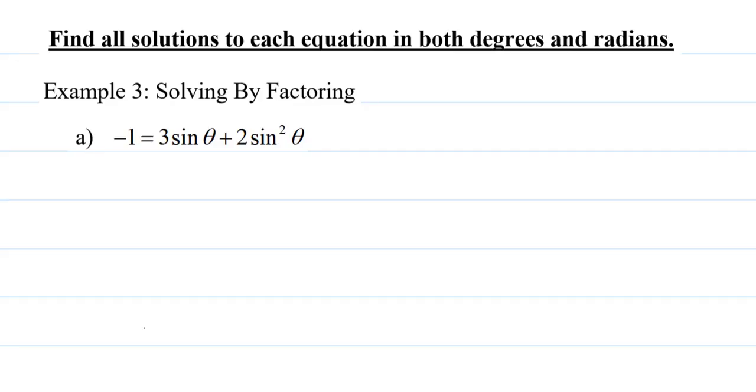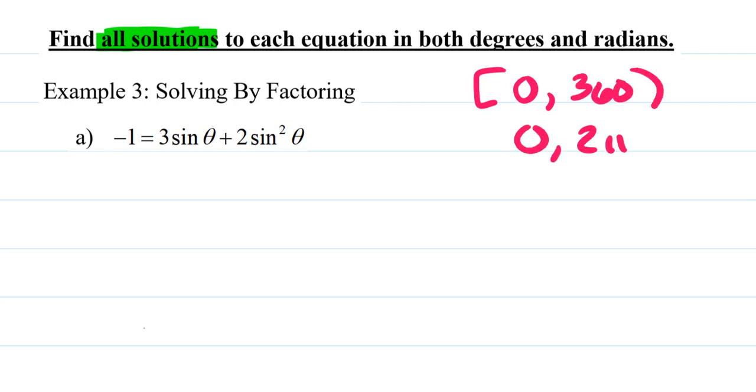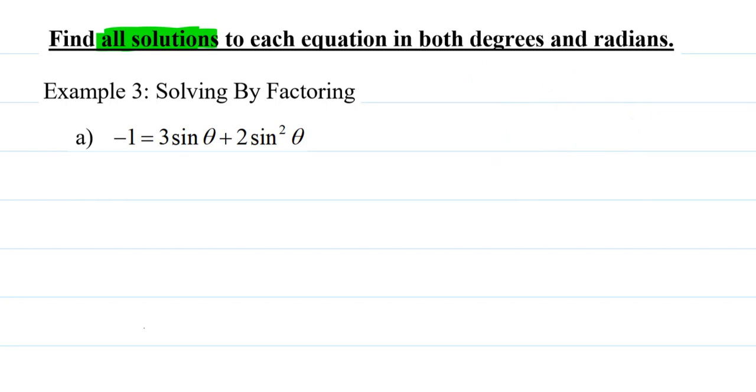So we're going to find all solutions to the equation, in both degrees and radians. And we know we have to find all solutions because it says so, which is a little bit different because sometimes we'll be told, hey, just go from 0 to 360, or 0 to 2 pi. If it doesn't specify that range of values, then we're going to find all the solutions. So with that said, we're going to take a look at one of them here by factoring.